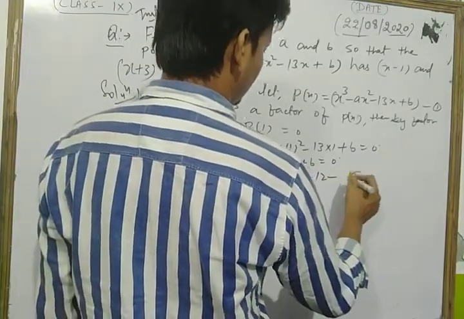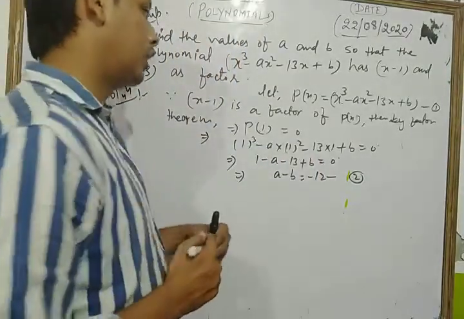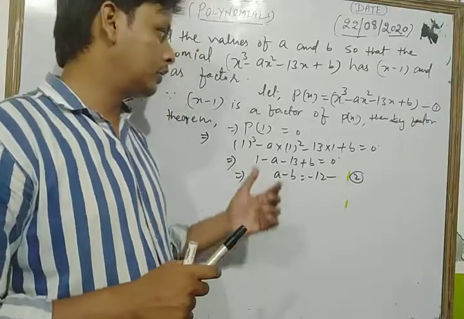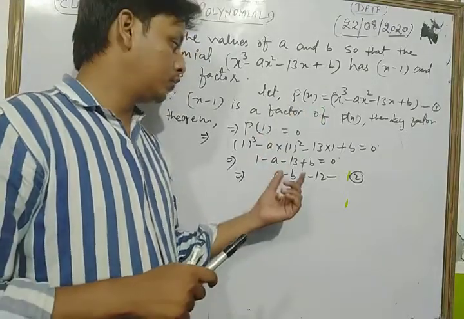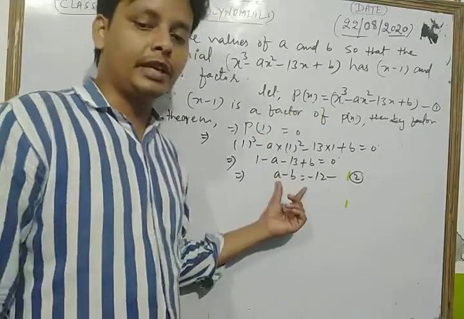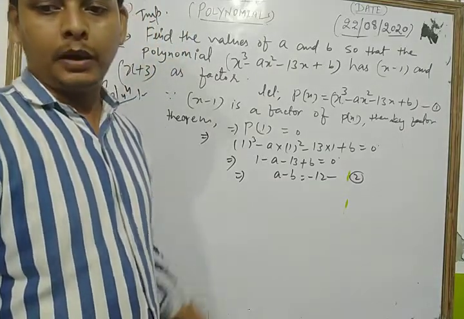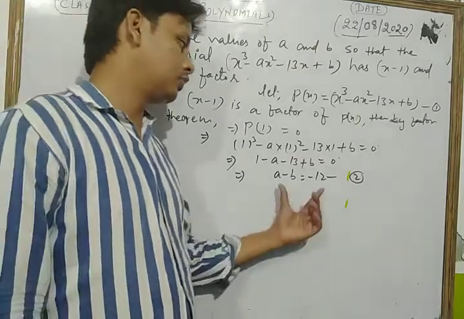Take equation number 2. After applying the factor theorem in this equation, we get a relation between a and b as a minus b is equal to minus 12. A minus b is equal to minus 12.